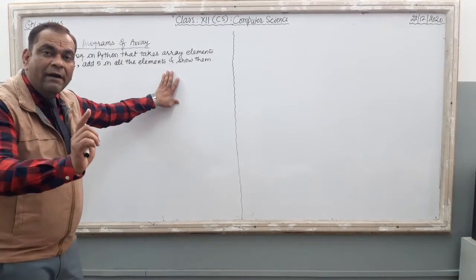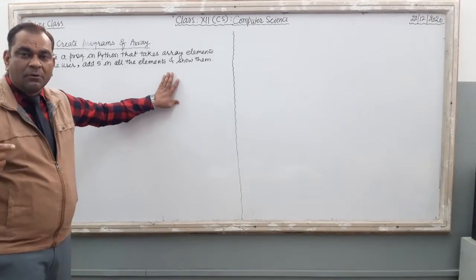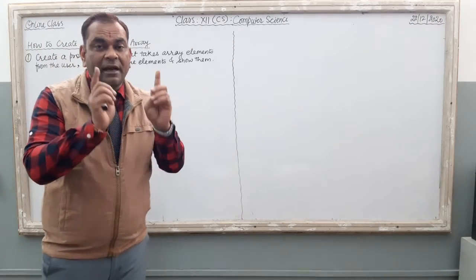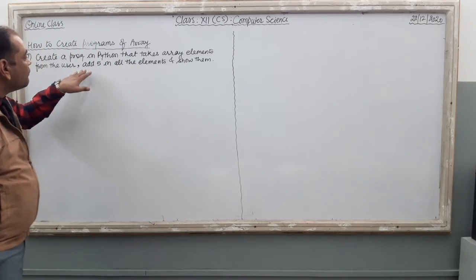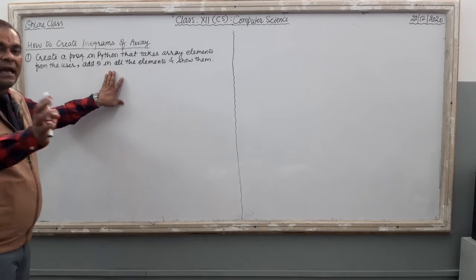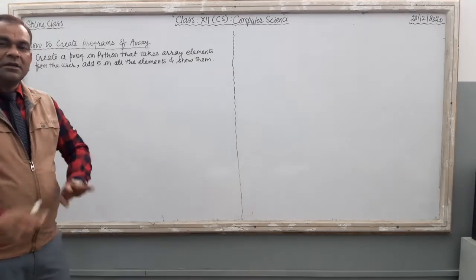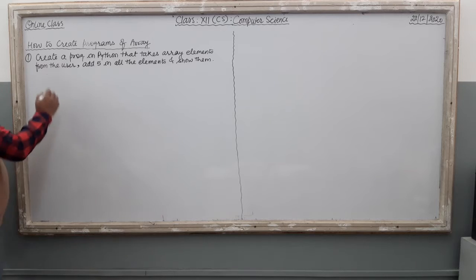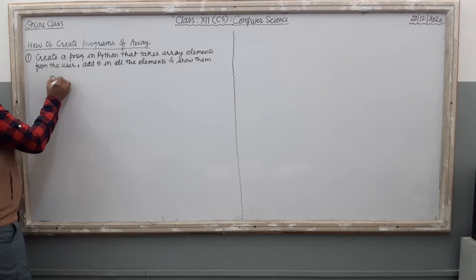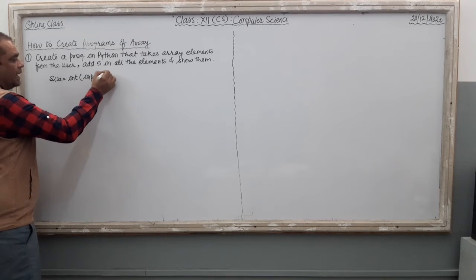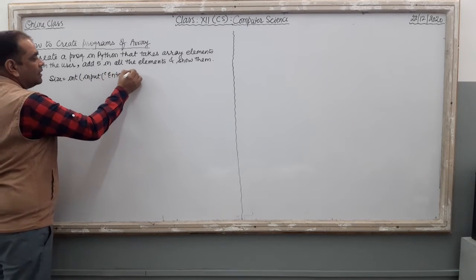First you have to take input of the data elements from the user, then when all the data elements are inside the array, you conduct the processing. You have to add 5 to each and every data element, and then show the array on the monitor. So for this topic, if you want to create a program, your first line is this one. Here size equal to int input, and then the message: enter the array size.